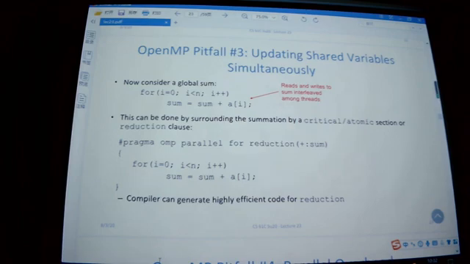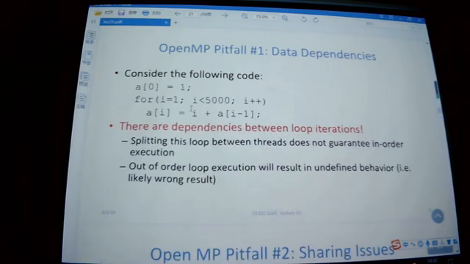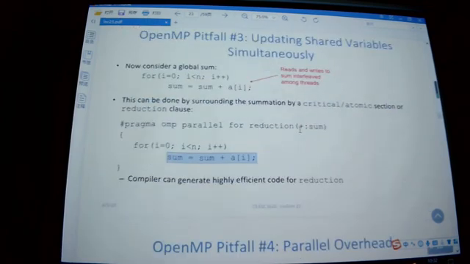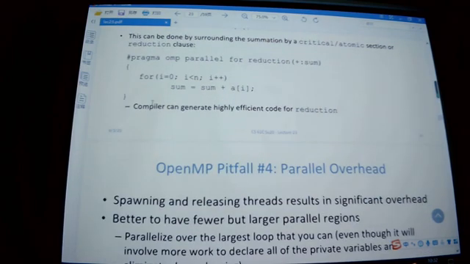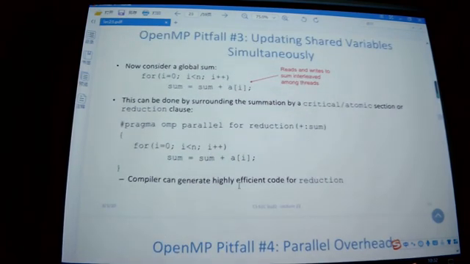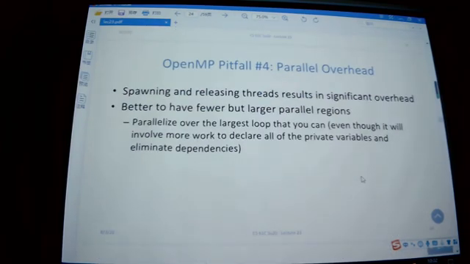So this is parallel for reduction. We must see that this statement is different from that statement. This one is from a[i] and a[i-1]. This one is sum equals sum plus a[i], where a[i] is one of the elements in the array. The compiler can generate more efficient code for reduction. So we move on to step 4.